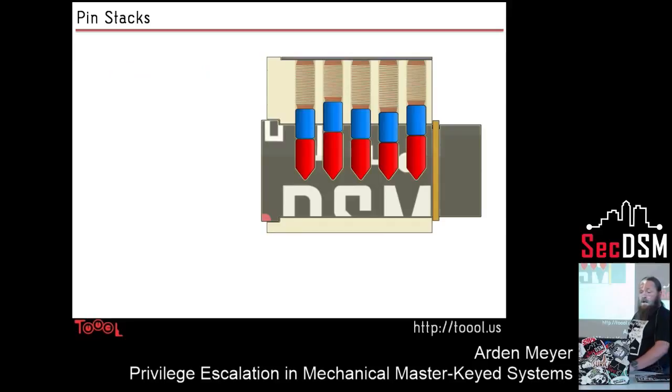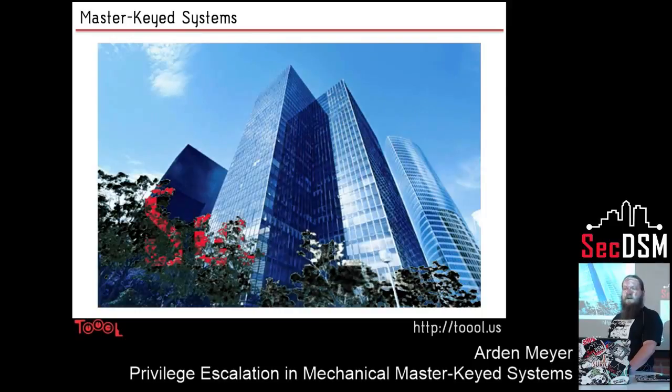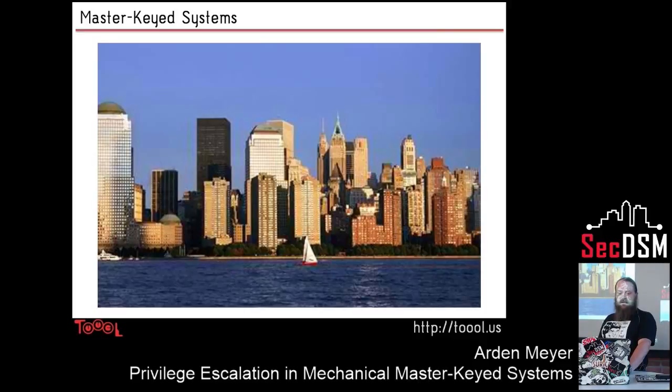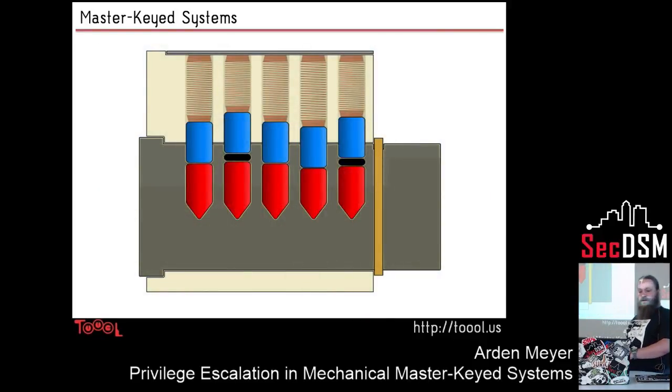All right, so this is what a normal lock looks like. Cool. So this is what your normal lock pin stacks are going to look like. But we're here to talk about master keyed systems, like what we'd have in big buildings, college campuses, other apartment complexes. So here's an example of what a master key system looks like. We're still having some color issues. This should be green, the black bars. And it is on my screen.